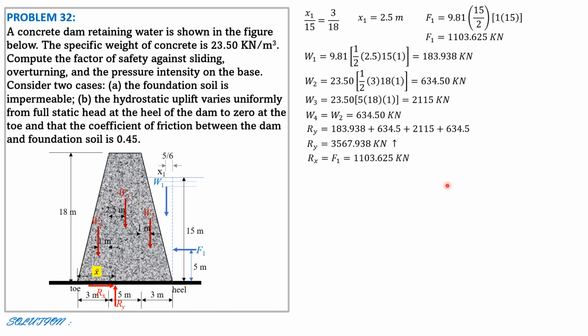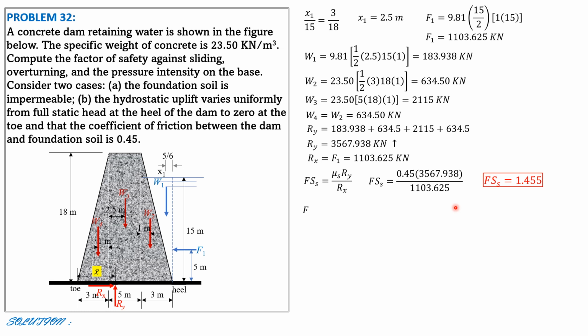Rx is just F1, and therefore it is 1,103.625 kilonewtons. Then we can now compute the factor of safety against sliding, which is the coefficient of friction times Ry over Rx. So the factor of safety against sliding is equal to 0.45 times 3,567.938 divided by 1,103.625. So the factor of safety against sliding is equal to 1.455.